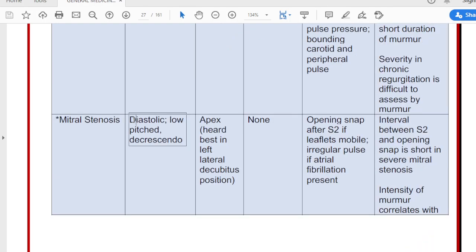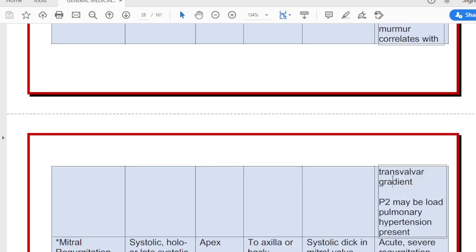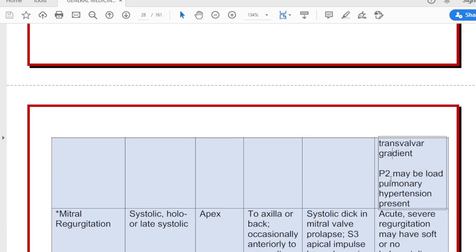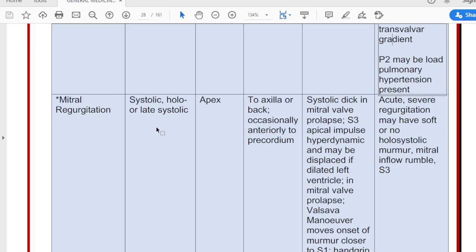Mitral stenosis: diastolic, low-pitched, apex, heard best in left lateral decubitus position. Opening snap after S2 if leaflets mobile, irregular pulse if atrial fibrillation present. Interval between S2 and opening snap is short. In severe mitral stenosis, intensity of murmur correlates with transvalvar gradient. P2 may be loud if pulmonary hypertension present.